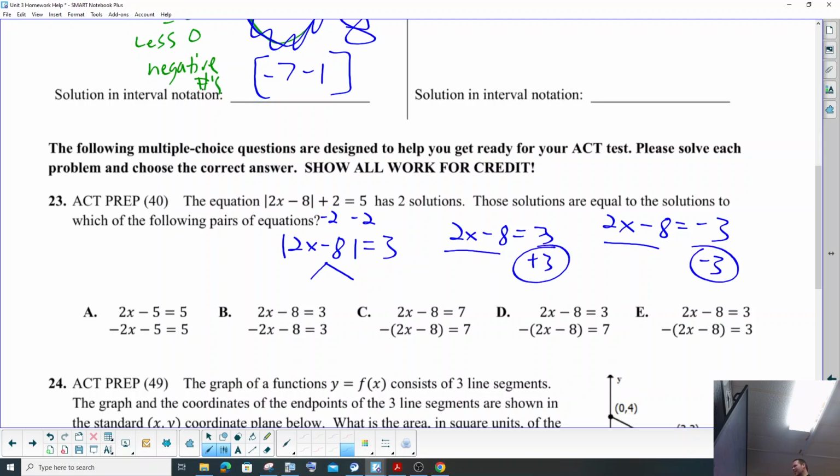So which one has 2x minus 8? Let's take a look. If we change the signs on that one, no, that would change it completely. Oh yeah, so if we move this negative to the other side, there we go. So get the negative to the other side, and there's our two equations. Then you solve for x. That's how you do absolute value. Answer is E.